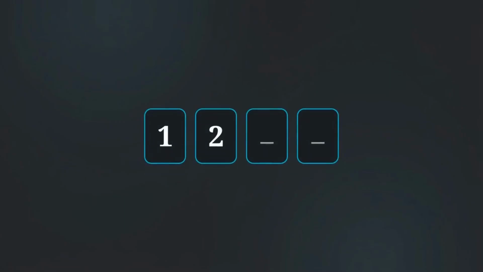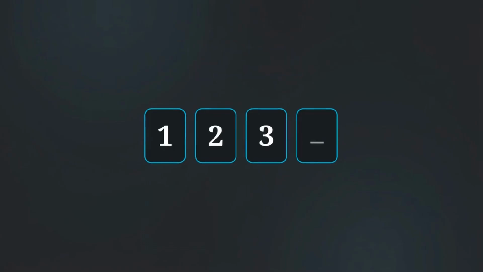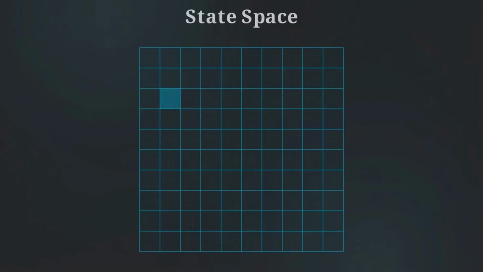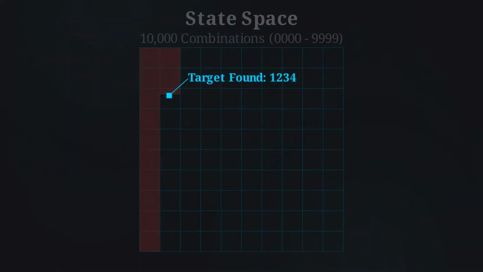Look at this digital combination lock, displaying a partial entry of 1, 2. In computer science, we define this snapshot of a partial solution as a state. Every time the algorithm makes a decision and fills the next slot, it transitions into a new state. To organize every condition an algorithm encounters, we use a state space. This is the set of every possible state that can exist for a problem. For a 4-digit PIN, this space includes all 10,000 combinations from 0000 to 9999. The goal of a backtracking algorithm is to navigate this state space efficiently, finding the correct answer without needing to check every single individual lock.